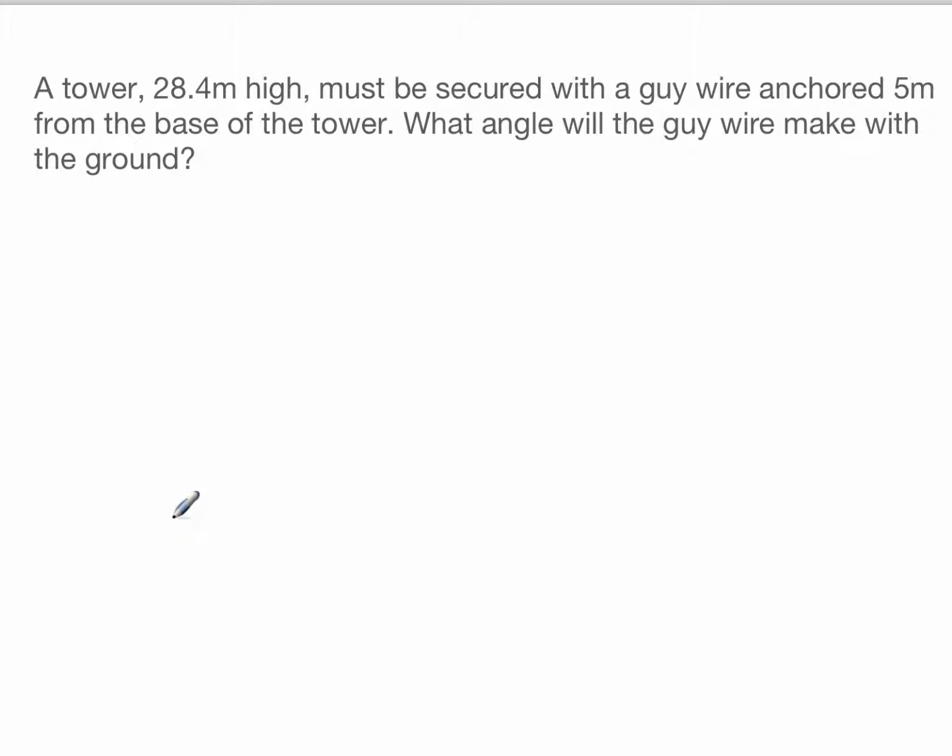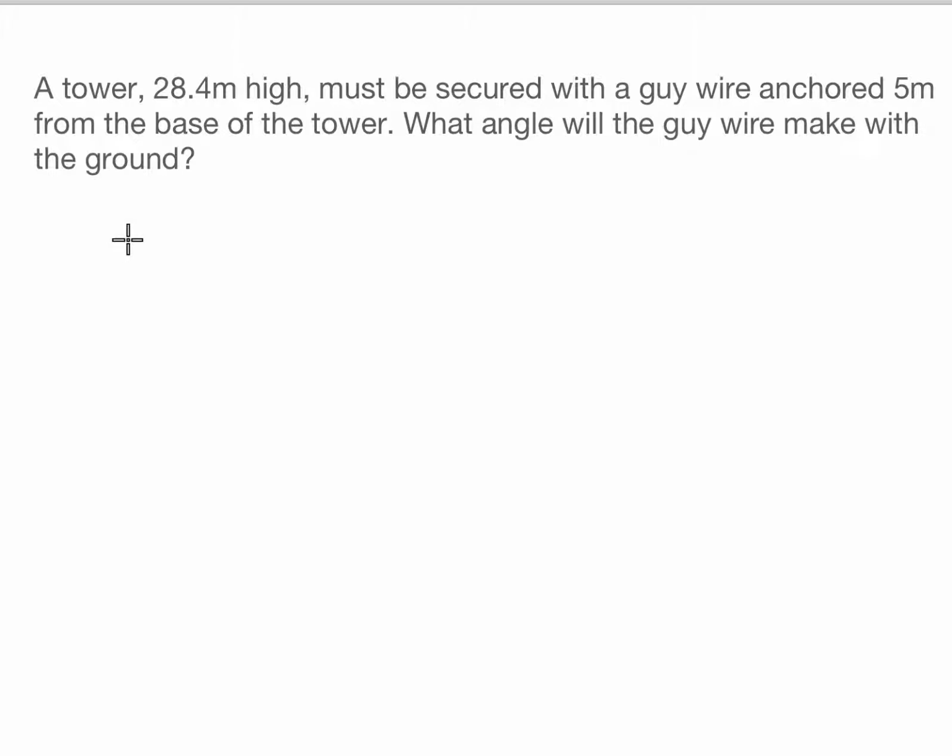One last example. A tower, 2.84 meters high, must be secured with a guy wire anchored 5 meters from the base of the tower. What angle will the guy wire make with the ground? Now, if you aren't familiar, a guy wire is the wire that sort of supports the tower. It comes out at an angle, attaches to the ground so that the wind doesn't blow a very tall tower over. So, how do we start all of these problems, really?